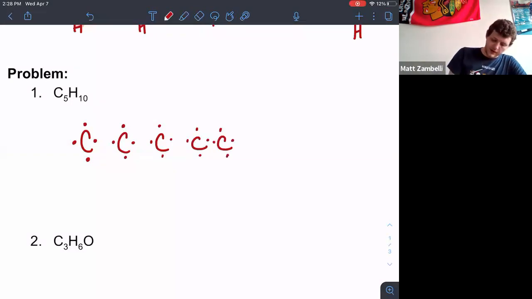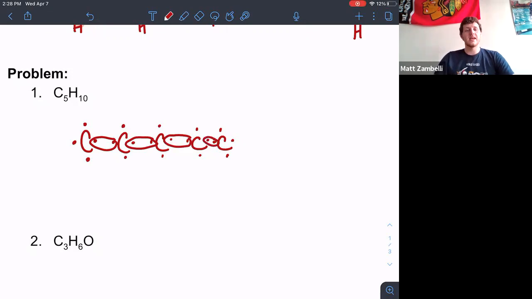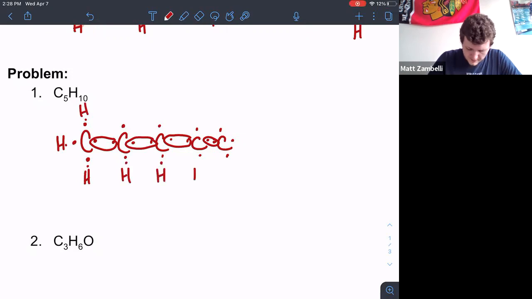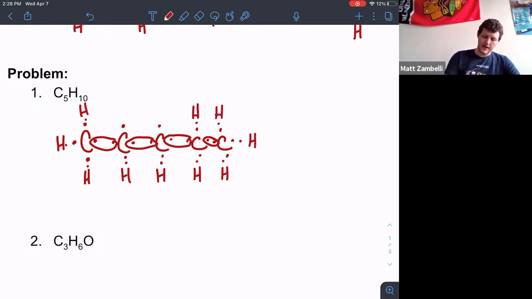All right, we need to make a single bond between each of those carbons. So we share 2 electrons between each carbon. Then we have 10 hydrogens left. So if we put 1, 2, 3, 4, 5, 6, 7, 8, 9, 10. And we give each of those a pair.